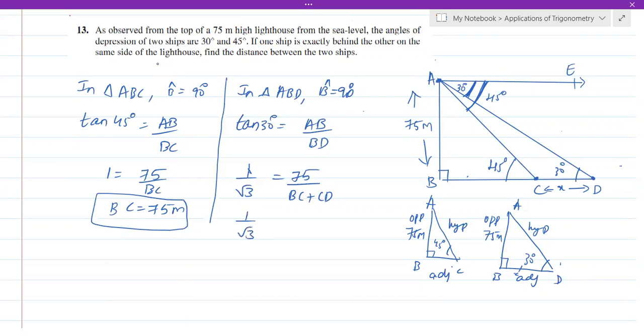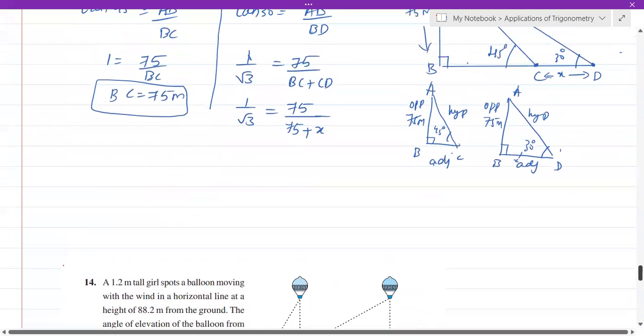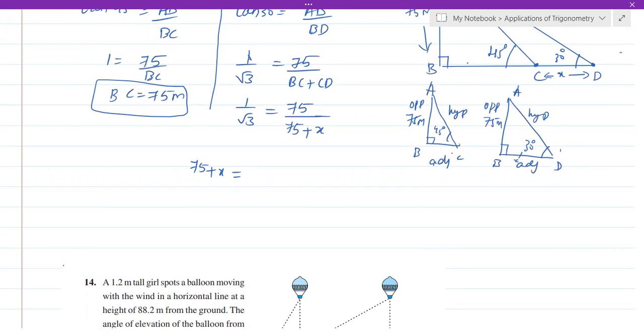Now 1 by root 3 as it is, 75 as it is. Anyhow, we found the value of BC, right? Let's use it. 75 plus, and CD value is X. Now let's cross multiply directly here. So if you cross multiply, 75 plus x into 1 is 75 plus x. Root 3 into 75 is 75 root 3. We need x. So 75 root 3, send that 75 to the other side, it will become minus 75. So you can take 75 as common, and you'll be left with root 3 minus 1. Therefore, x, that is the distance between the ships, is equal to 75 into root 3 minus 1 meters.